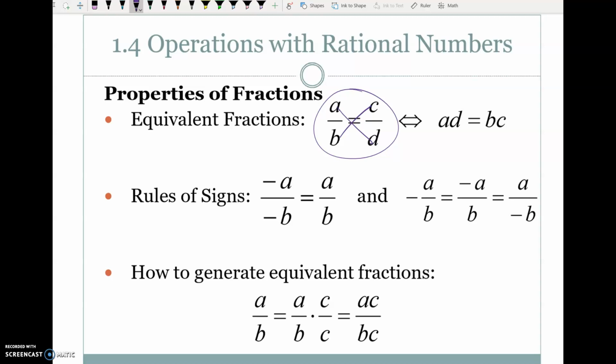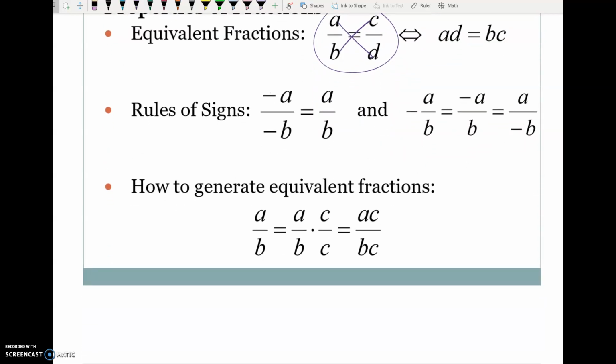If you have two negatives, a negative on the top and a negative on the bottom, those negatives will cancel each other out, leaving you with a positive number. If you have one negative, it doesn't matter where it is in the fraction, it is still going to create a negative fraction. So a negative in front of the fraction bar is the same as the negative on the top, is the same as the negative on the bottom.